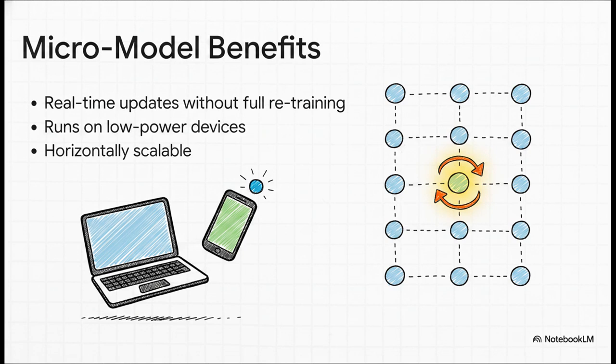The immediate technical output here is a drastic reduction in computational overhead. Because these micromodels are localized, they execute efficiently on standard consumer hardware, like mobile phones or laptops. This horizontally scalable architecture also allows for real-time, isolated model updates without necessitating the retraining of the entire system.